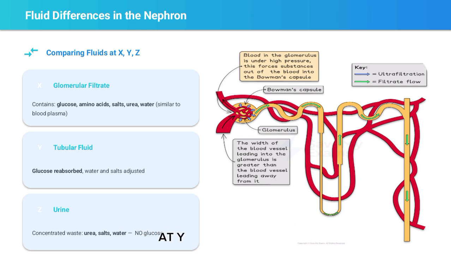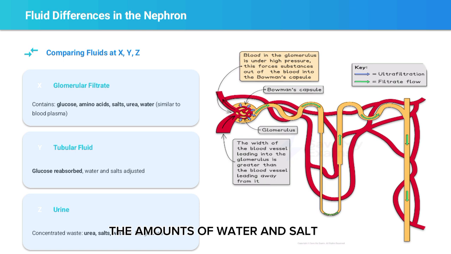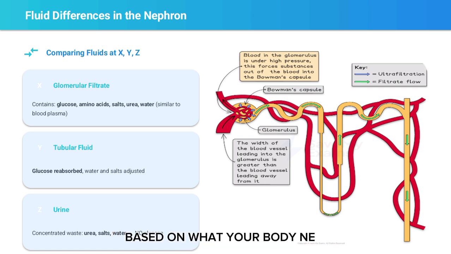At Y, the tubular fluid. What has changed? The glucose has been completely reabsorbed. The amounts of water and salts are being adjusted based on what your body needs. At Z, this is now urine. It contains concentrated waste, mainly urea, some salts, and water.